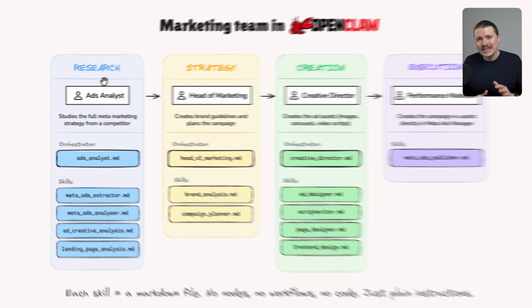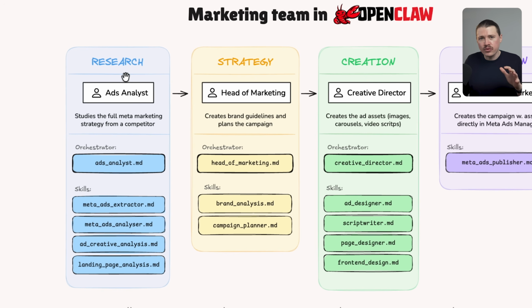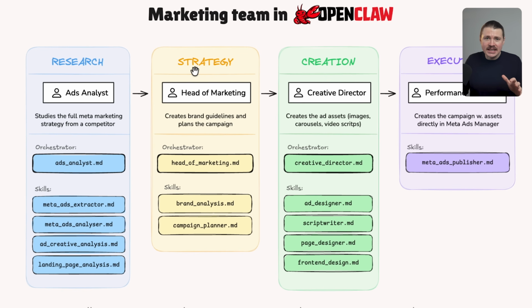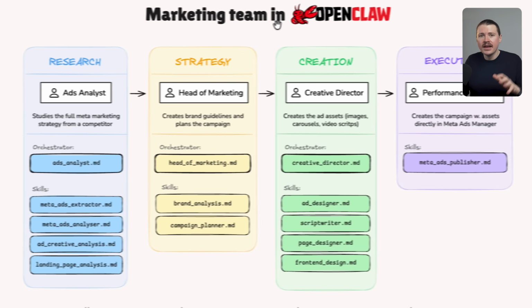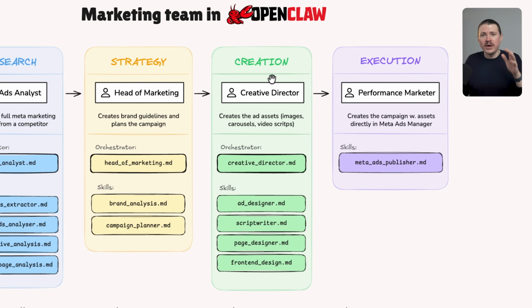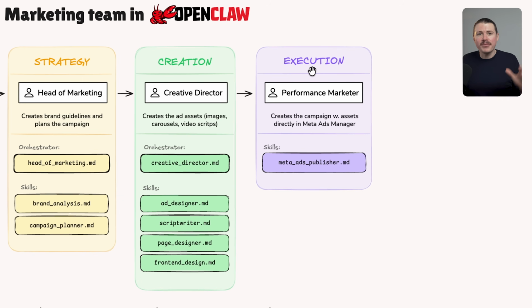I've got 4 roles: an ads analyst that does all the competitor research, a head of marketing that takes that research and plans the campaign, a creative director that produces the actual assets, the ad images, the scripts, the landing pages, and a performance marketer that pushes everything to Meta, creating the campaigns, the ad sets, the ads. Everything is there in draft, ready for you to review.